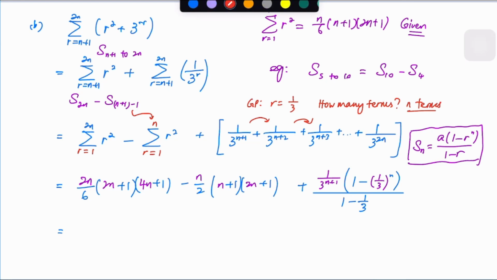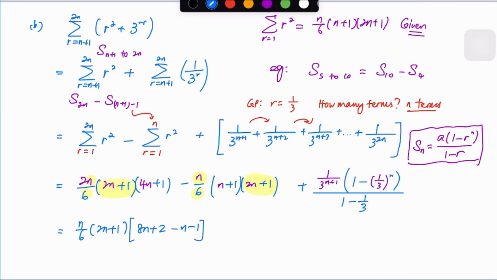So for the first two terms, how do I simplify? I can massage everything into a nice single compact form. I can pull out n over 6, and I can pull out 2n plus 1. Then over here, I have 8n plus 2 minus 2n, sorry, minus n minus 1.